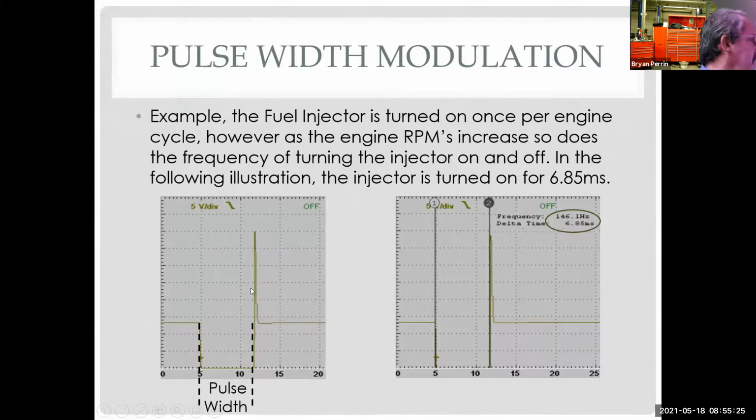This spike here is an inductive kick. If I generate an electromagnetic field, there's a lot of energy. That energy needs to go somewhere. So with many solenoids, if there's not a Zener diode or something else there, we're going to see an inductive kick back on the line. And that's very common.